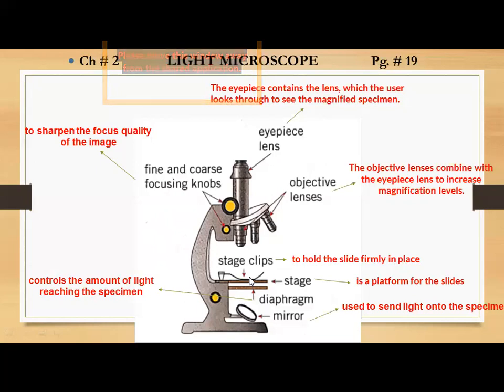Lower down, you can see these are called stage clips. This is a clip, and it is used to hold the slide firmly in place. If you want to fix the slide, you can use the stage clips. If you fix it with the help of the clips, then the slide will be unable to move, and you can easily examine the specimen.